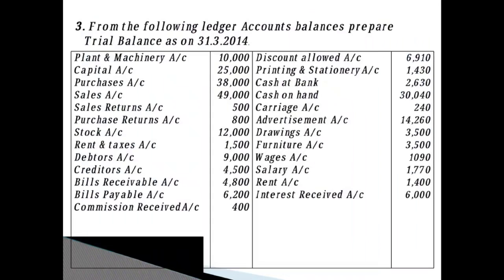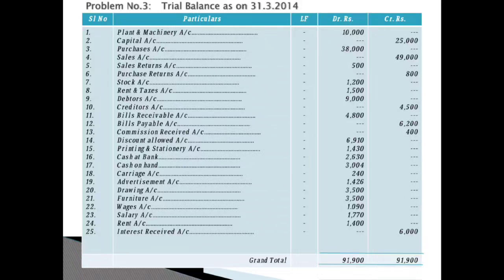The next you have commission received account rupees 400. As the name as it is mentioning, it is received. Okay, commission received, which you are going to record, which shows its credit column because it is income. Okay, so you are going to record it in a credit column here. See 13th one, commission received account, credit column we have recorded rupees 400.